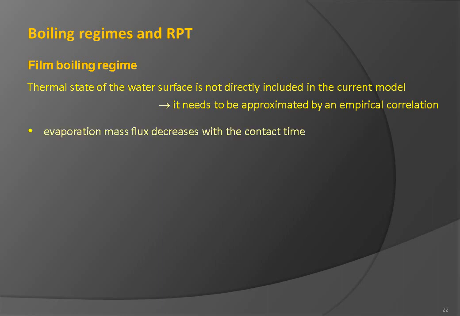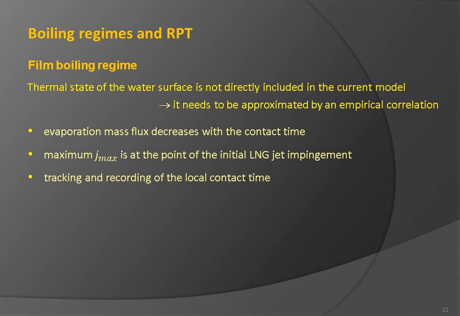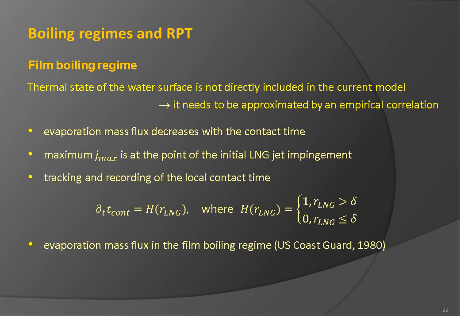The evaporation mass flux decreases with the contact time. Its maximum, Jmax, is reached at the point of the initial LNG jet impingement, when direct contact between LNG and water still exists. This brings additional complexity, as the local contact time needs to be tracked and recorded during the CFD simulation. To track the contact time, the following equation was used, where delta is a small threshold number. Based on the experimental data of the US Coast Guard for a similar LNG composition, the following linear function was implemented for the evaporation mass flux in the film boiling regime.